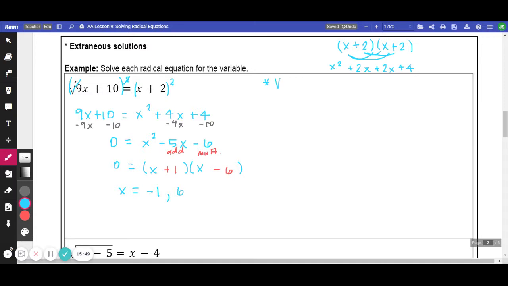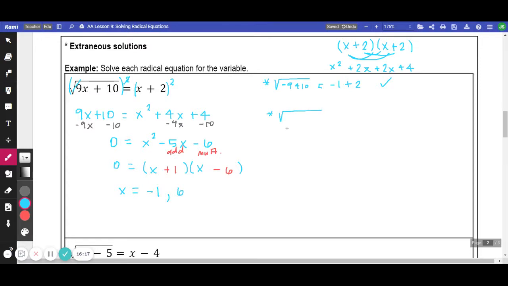Okay, so the first one, I'm going to put -1 in there. So 9 times -1 is -9 plus 10. Actually, I'll put the whole thing. So I get -9 plus 10, and then equals -1 plus 2. That square root of 1 is 1, equals 1. So that works.